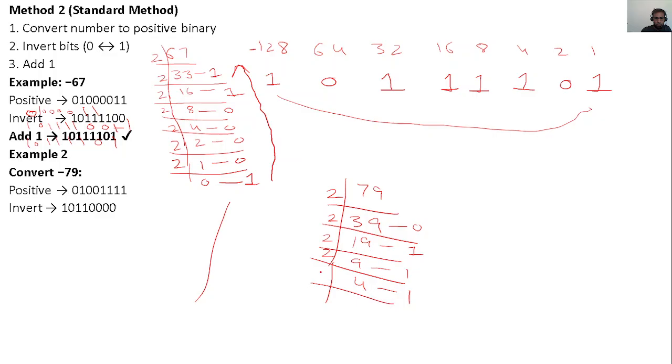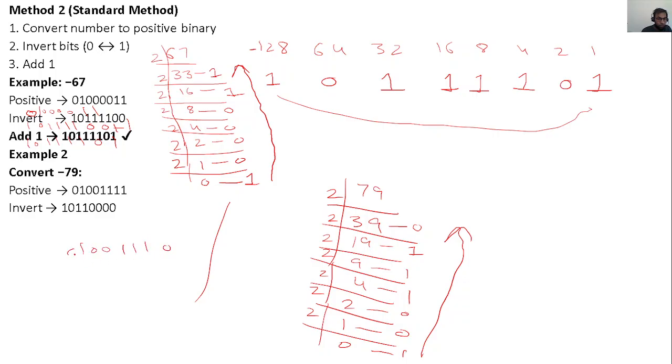And again 4 divided by 2 gives 2, remainder 0. 2 divided by 2 gives 1, remainder 0. And 1 divided by 2 gives 0, remainder 1. So we will write it in this order: 1 double 0 triple 1 0. So what we have, 1 double 0 triple 1 0, and we put 0 here.